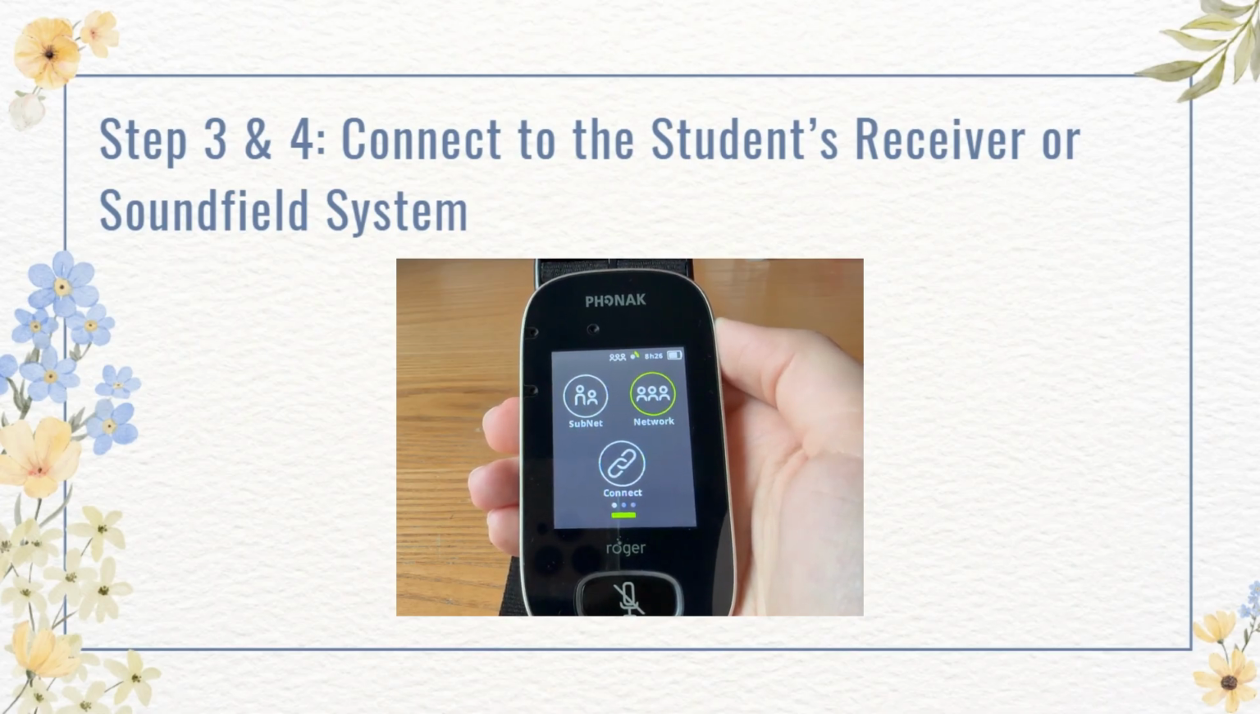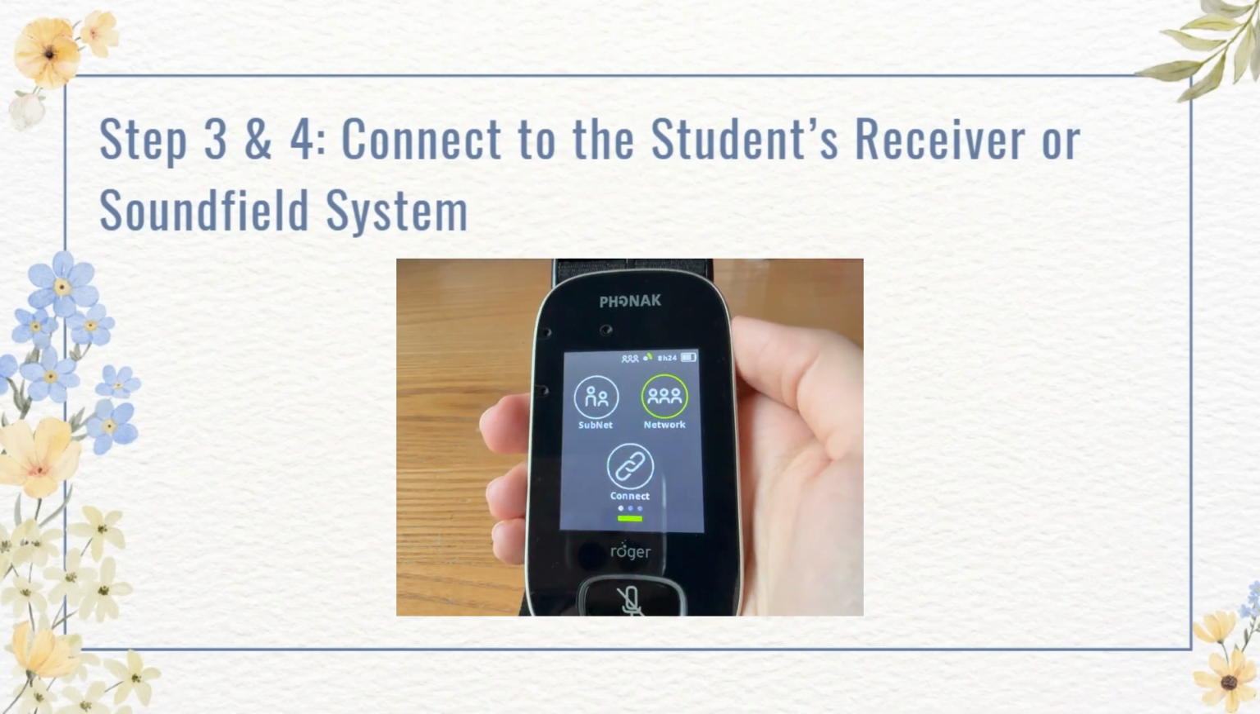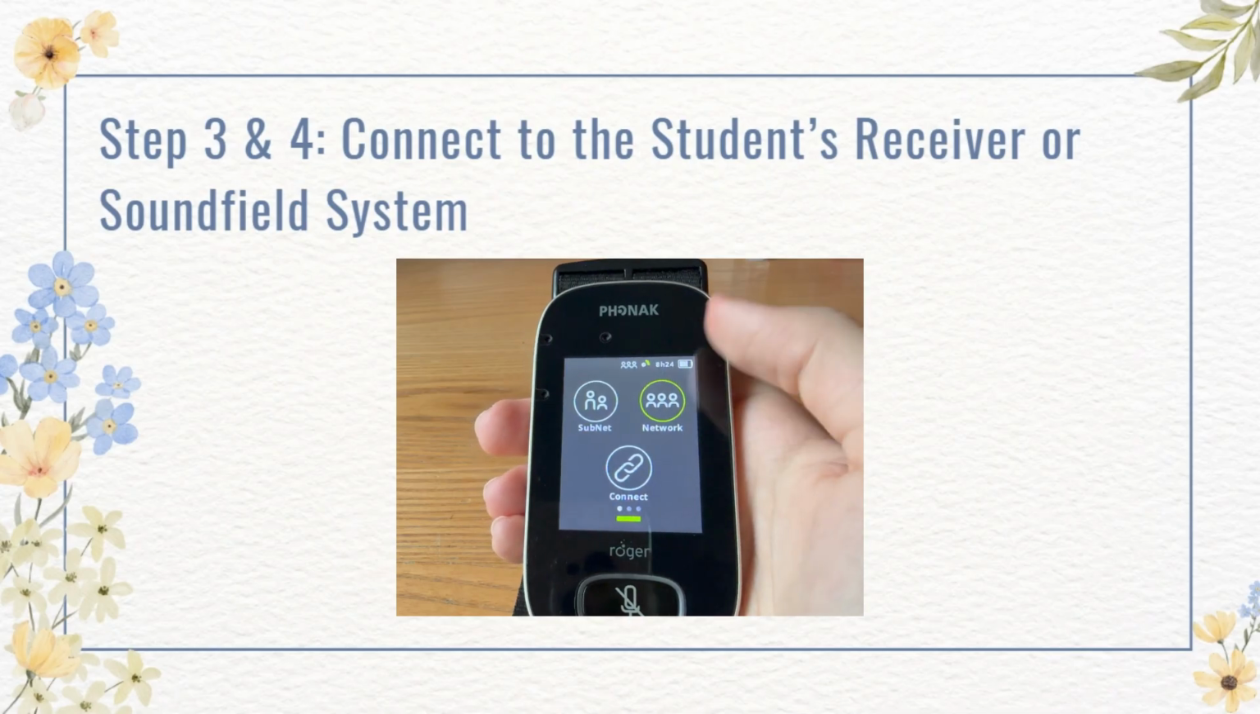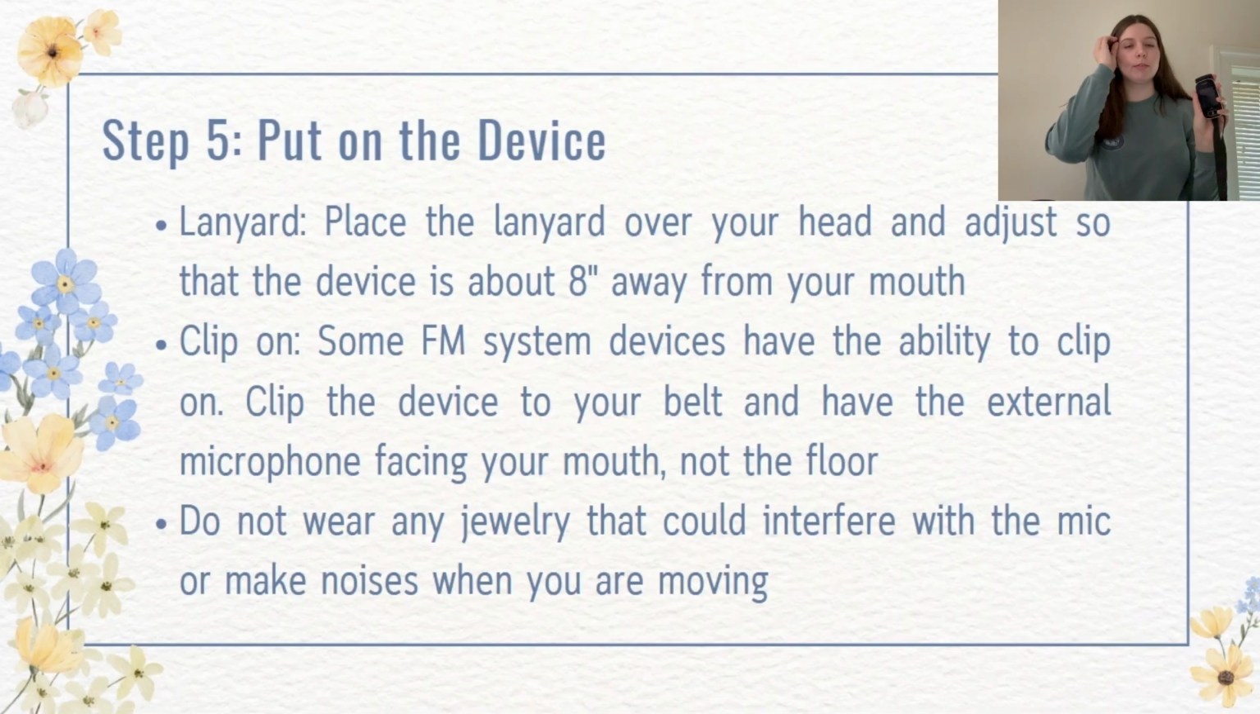You're going to turn on the devices, hit the connect button on the screen, and then hold the mic close to the sound field system until it confirms the connection. And then that's going to be it. If you want to check it, you can walk around the classroom. So, yeah. All right, so step 5.